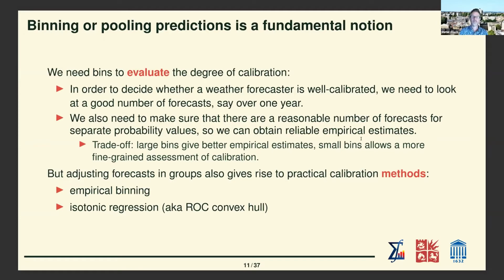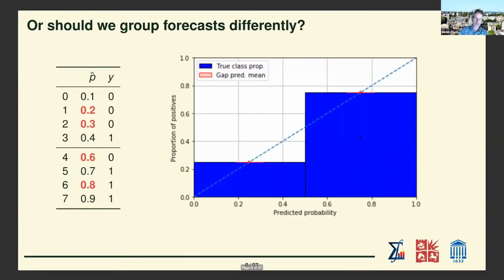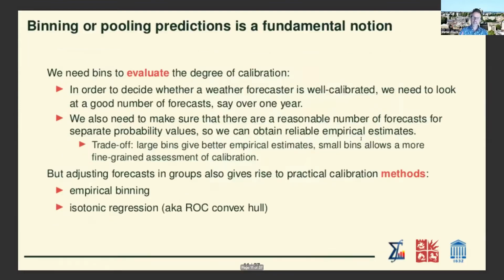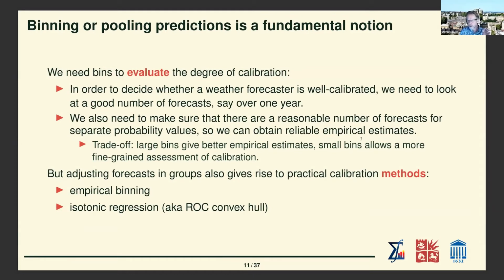Large bins give better empirical estimates. For example, if I go back to this one, I have larger bins and I'm a bit more certain about the 1/4 and the 3/4. But smaller bins give me a finer grained assessment. These bins are probably too small. So there's one of those trade-offs that we are very familiar with in machine learning, and that really raises empirical issues. There isn't really a clear rule of thumb of how to deal with this.